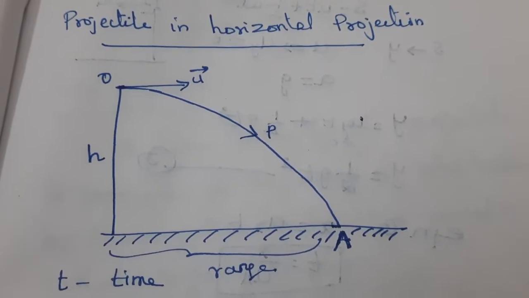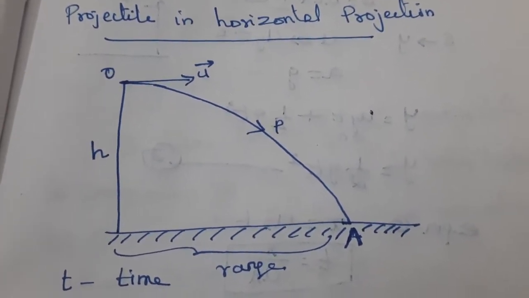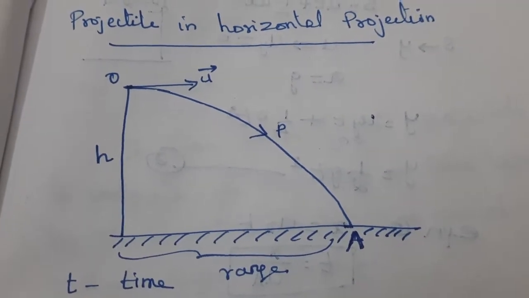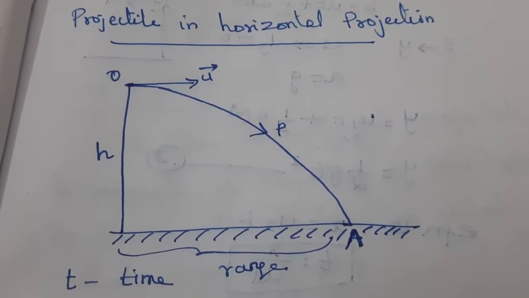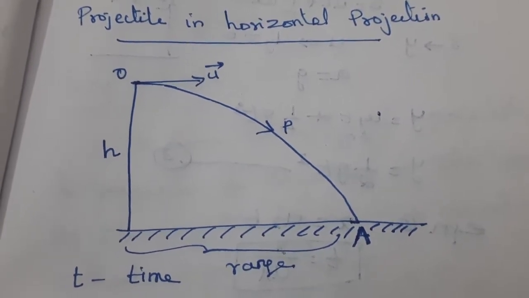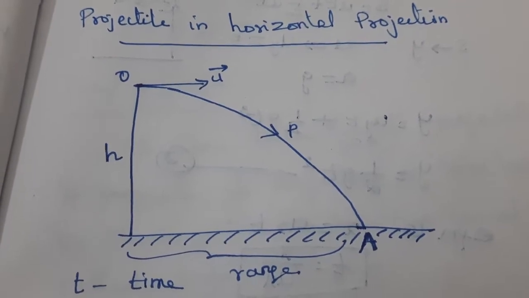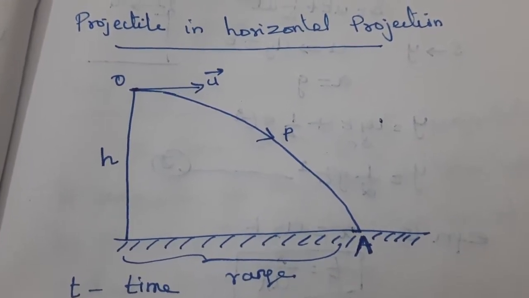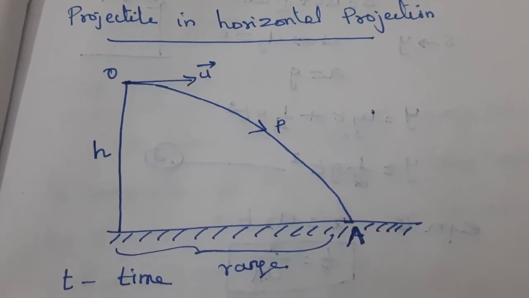Yesterday, we saw the projectile in horizontal projection. Isn't it? In that, we discussed motion along the horizontal direction, motion along the vertical direction, time of flight, horizontal range, resultant velocity, speed of the particle, etc.